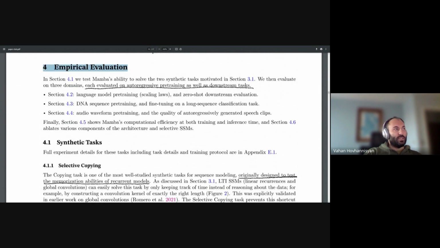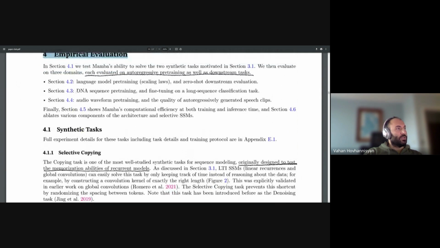Empirical evaluations. Let's look at some empirical results. That's probably useful. Okay, so we look at multiple tasks. First, we look at synthetic tasks. These are the selective copying tasks. I mentioned this before. And then we look at language, DNA, and audio. Okay, very thorough experimentation.